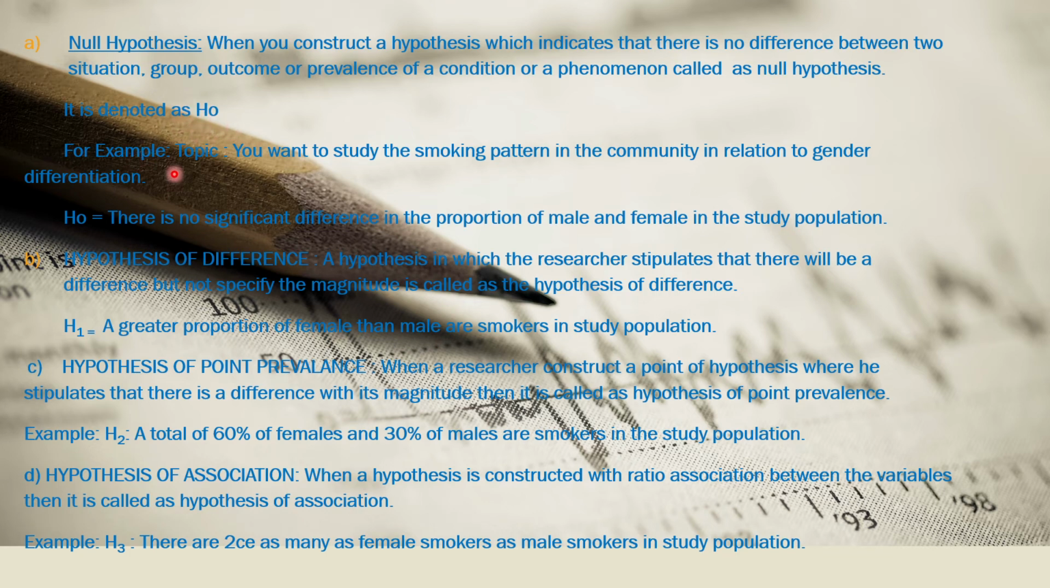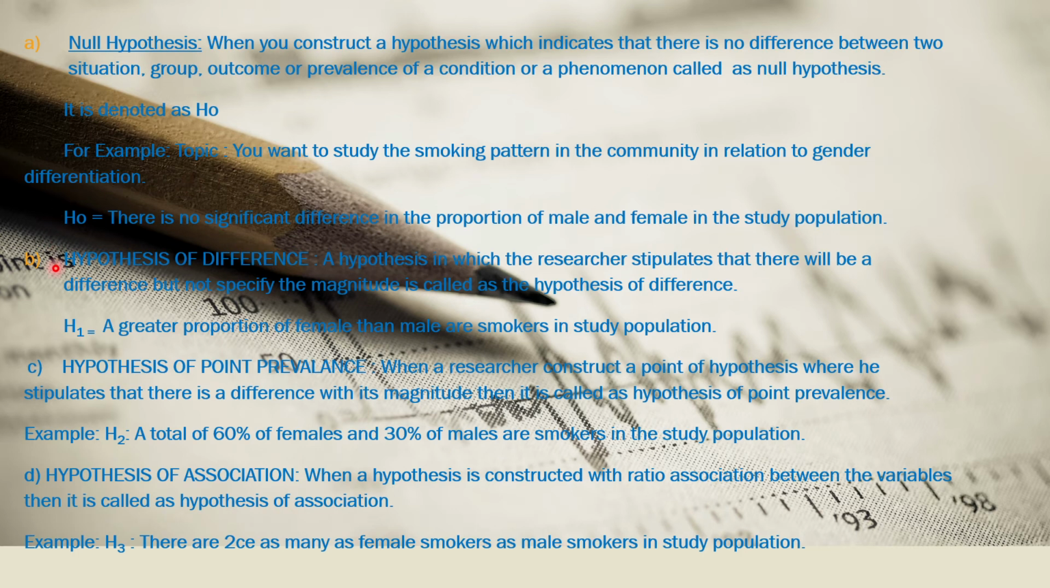For example, the topic you want to study is the smoking pattern in the community, in the religion, by gender differentiation. तो इसका जो null hypothesis होगा, it will be like there is no significant difference in the proportion of male and female in the study population.